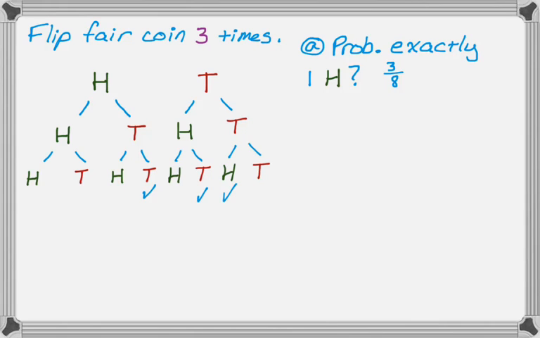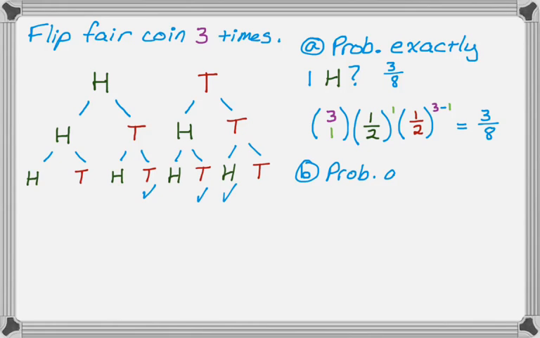Let's see how the theorem gives us that. It's 3 choose 1, times 1/2 to the first, times 1/2 to the 3 minus 1. This is because it's a fair coin. When we punch it in, that gives us 3/8, so it's working. What if we wanted the probability that we get all heads? Well, you can just see that the only way that's going to happen, some bad erasing right there, get out of there.